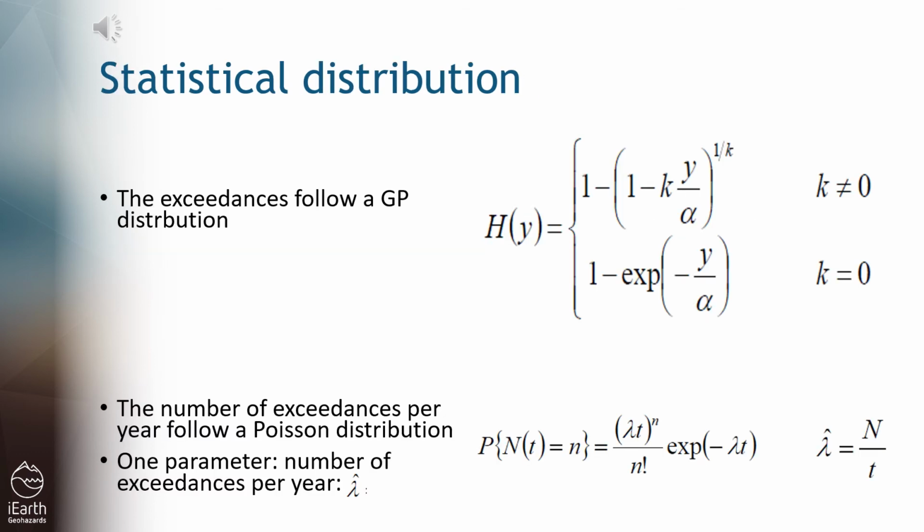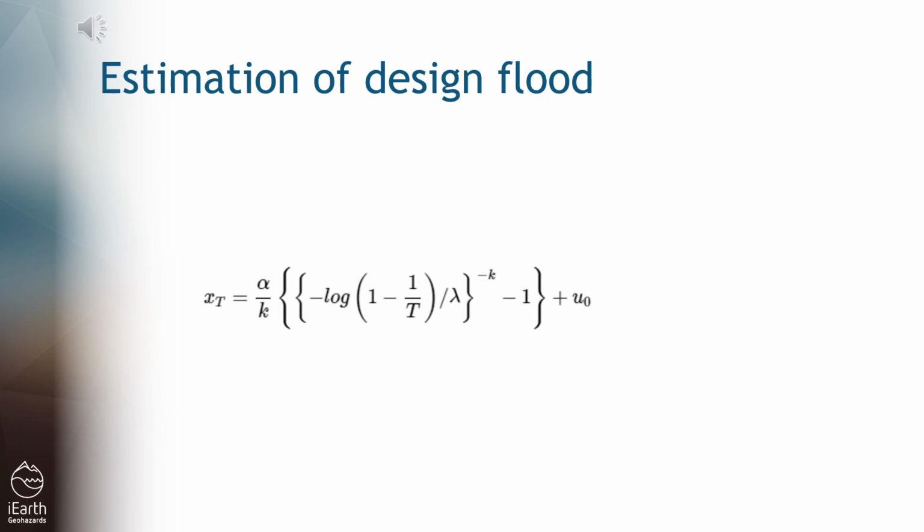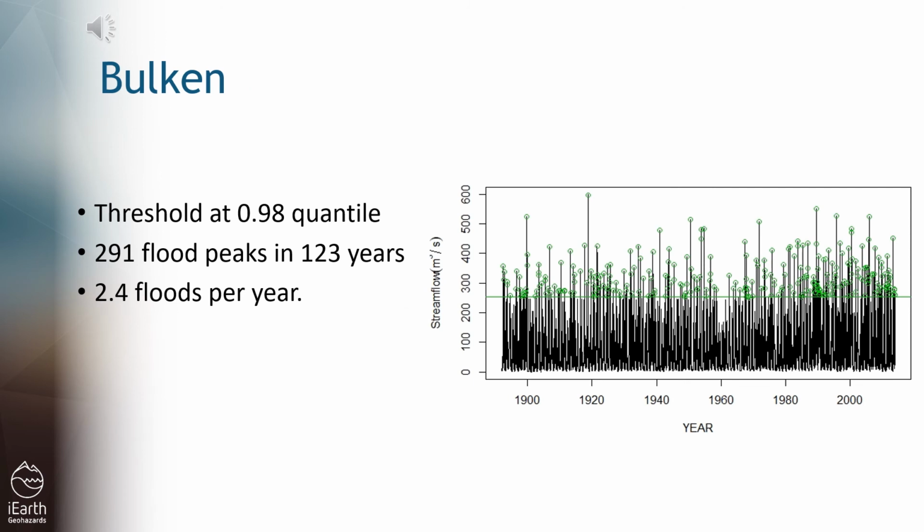The generalized Pareto distribution is used to model the exceedances over the threshold. This distribution has a scale parameter alpha and a shape parameter k. In addition, we need to account for the number of exceedances per year by using the Poisson distribution, with one parameter lambda, that is the average number of exceedances per year. When we have estimated the scale parameter alpha, the shape parameter k, and the average number of floods per year lambda, we can estimate the design flood using the equation shown in this slide, where u0 is the selected threshold.